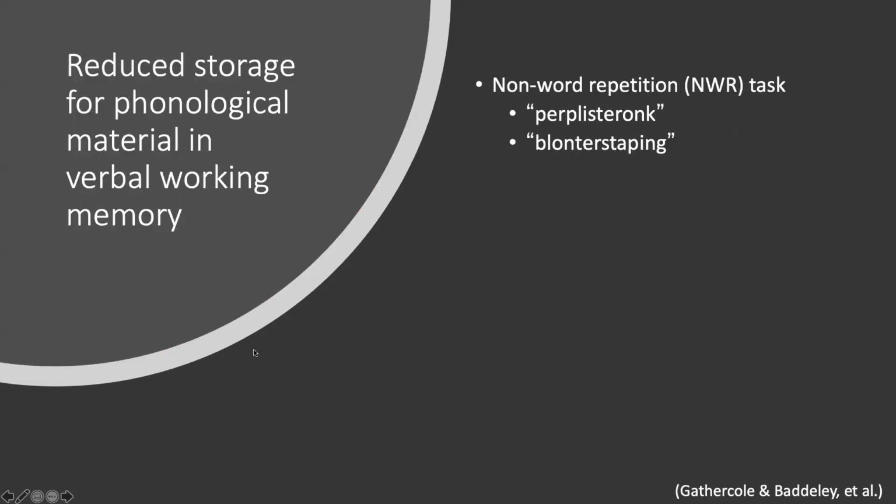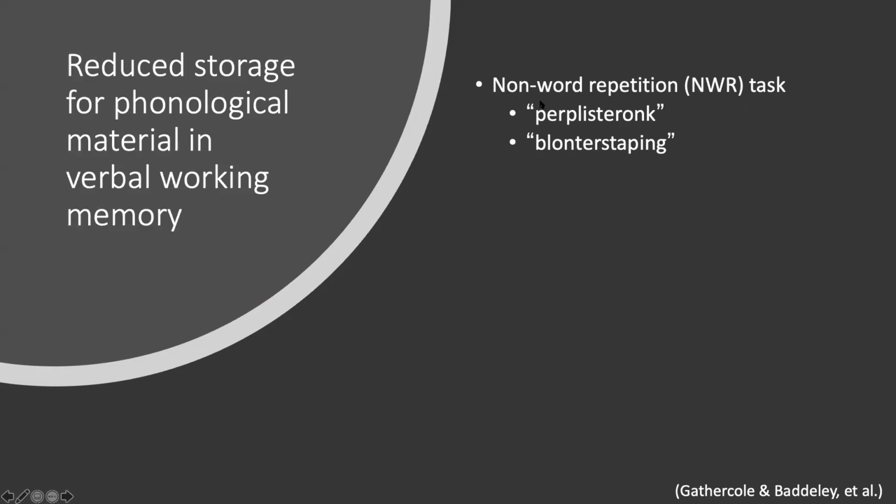The next theory has to do with reduced storage for phonological material in verbal working memory. So what does that mean? You have different parts of your brain responsible for remembering and processing certain types of information. And one of them is your phonological verbal working memory. That's the part of your memory that remembers the phonological sounds that you hear.